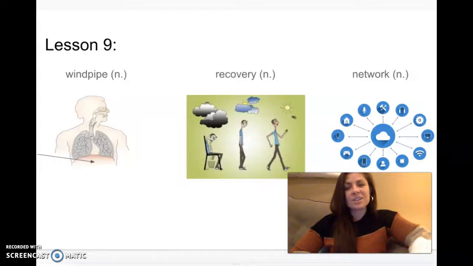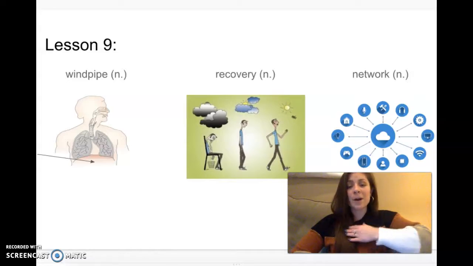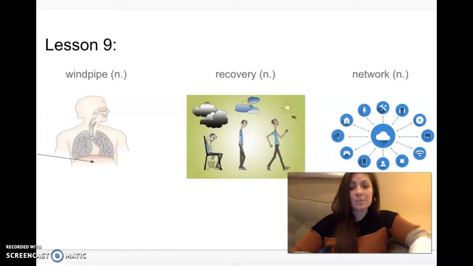Hi, second grade students. Today's story is from Knowledge 10 Lesson 9 called A Healthy Human Body. Before I begin our story, I'm going to go over our vocabulary words. Our first vocabulary word for today's story is the word windpipe. Repeat after me. Windpipe. A windpipe is the passage in the throat that carries air to the lungs.